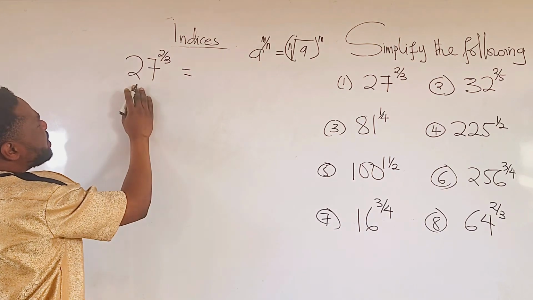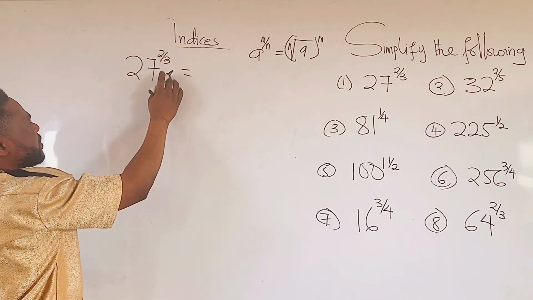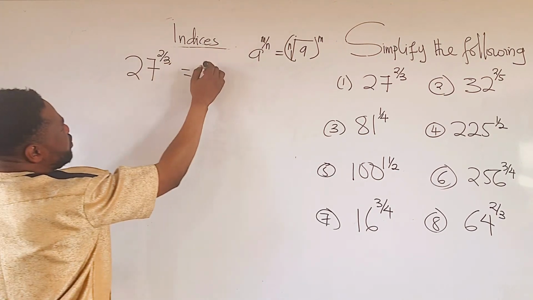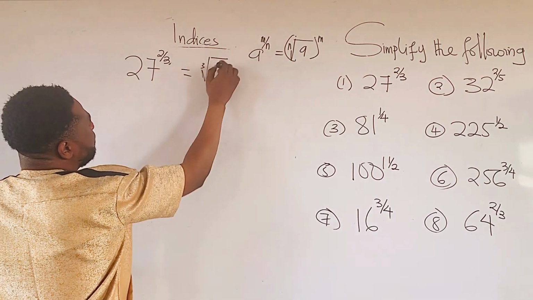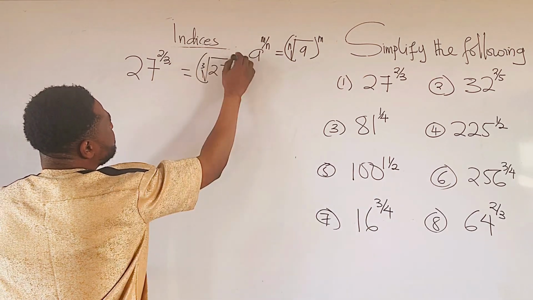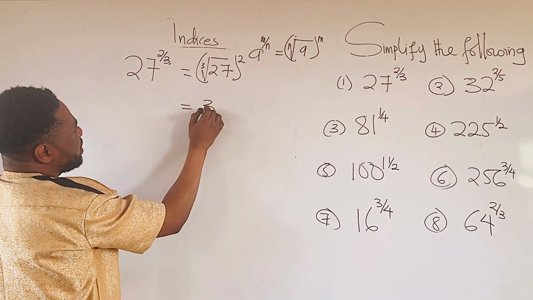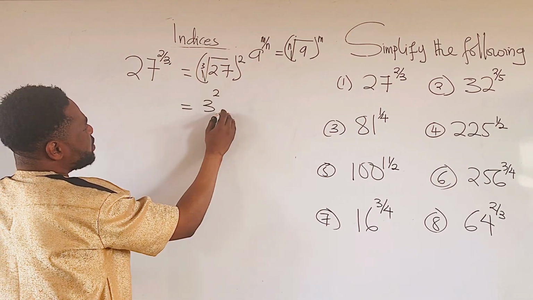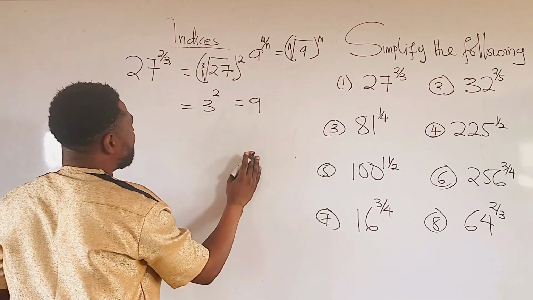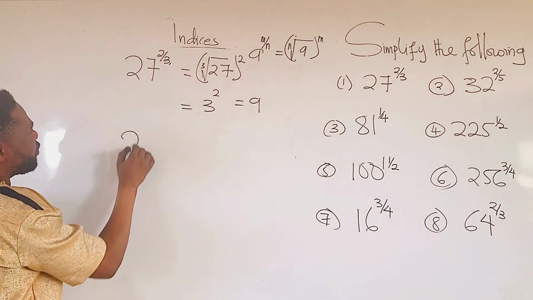Now we are going to use this property to simplify this. So we have 27 raised to the power 2 over 3. We treat the 3 as a cube root. So we say cube root of 27 all raised to the power what? 2. And cube root of 27 will give us 3. So we are going to have 3 raised to the power 2, which will give us what? 9.